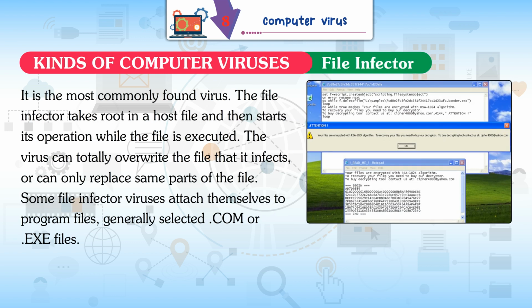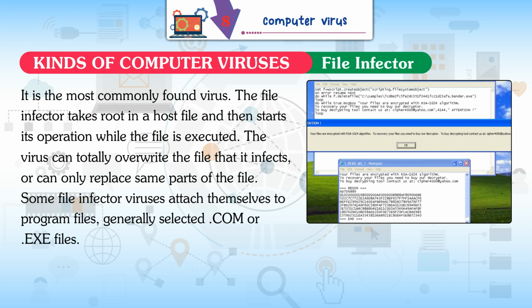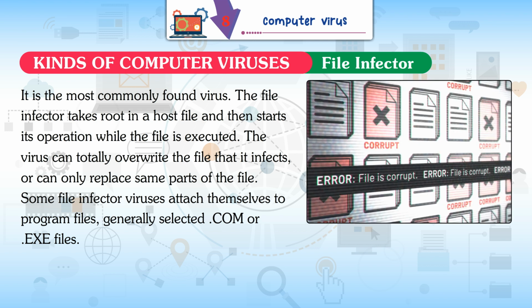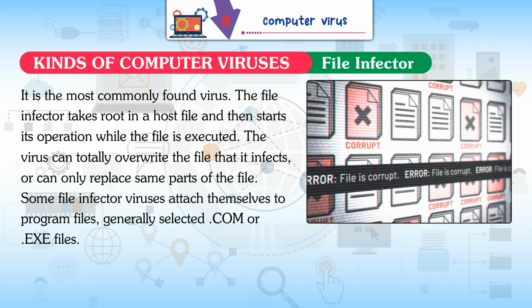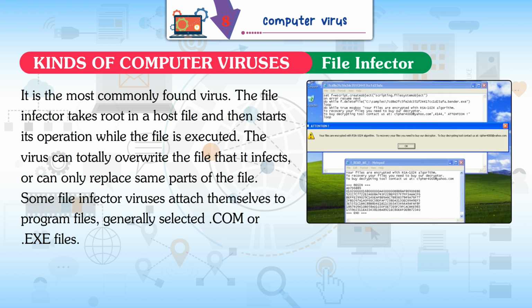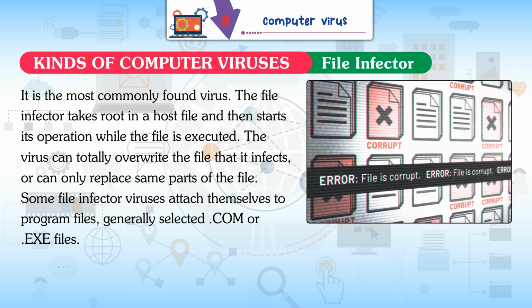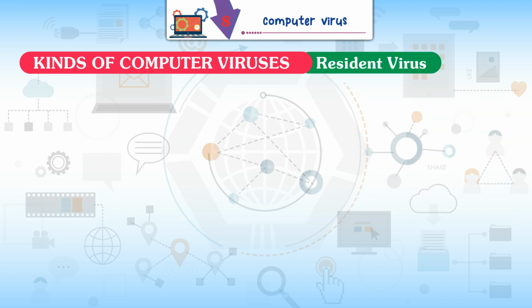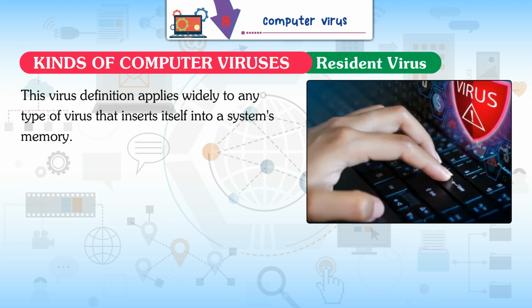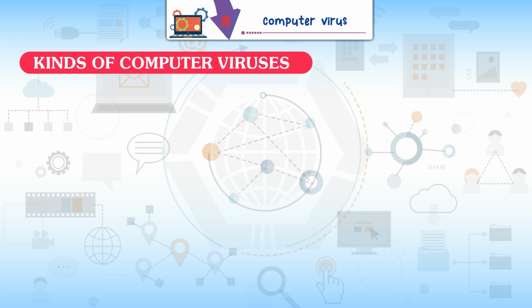File infector. It is the most commonly found virus. The file infector takes root in a host file and then starts its operation while the file is executed. The virus can totally override the file that it infects, or can only replace some parts of the file. Some file infector viruses attach themselves to program files, generally selected .com or .exe files. Resident virus. The virus definition applies widely to any type of virus that inserts itself into a system's memory.